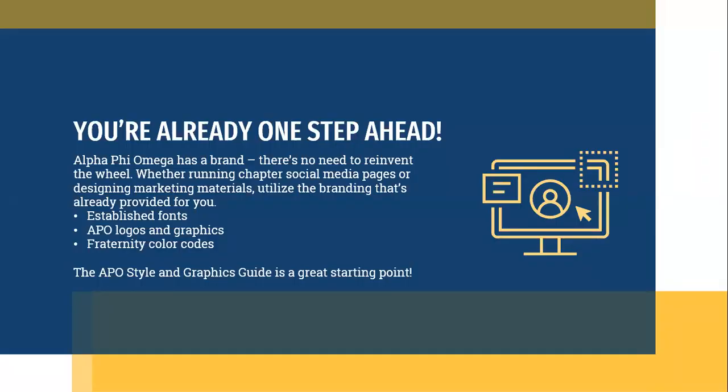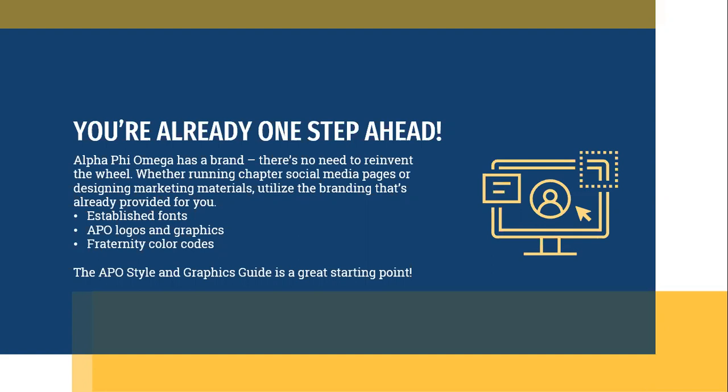One thing to keep in mind with values and how you decide to approach showcasing and exhibiting those to others is, as far as understanding a brand or creating a brand for yourself, APO already has one. And as a chapter that's part of this national organization, you fall within that. So there's really no need to reinvent the wheel. As a chapter, your job is within that brand to create your own identity.